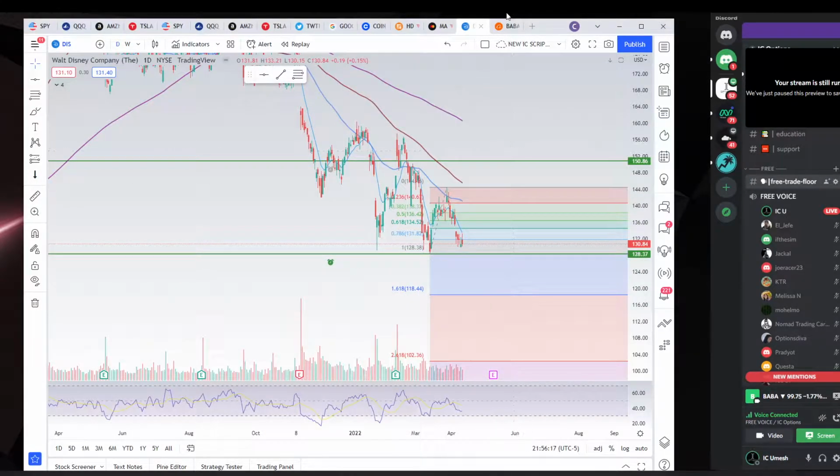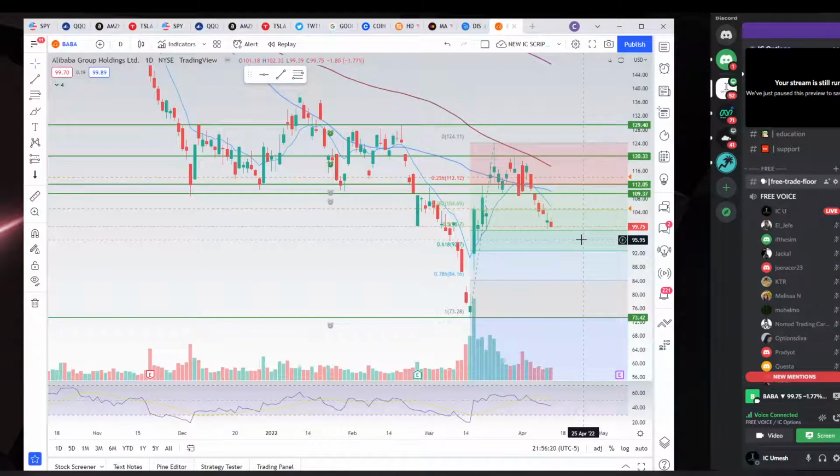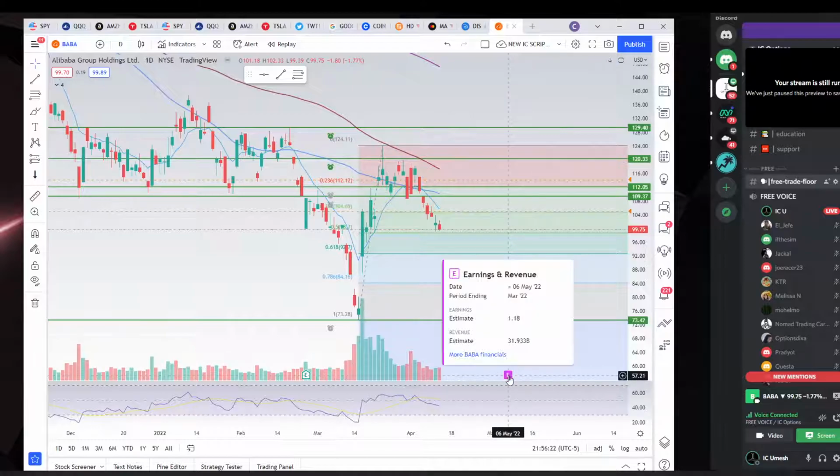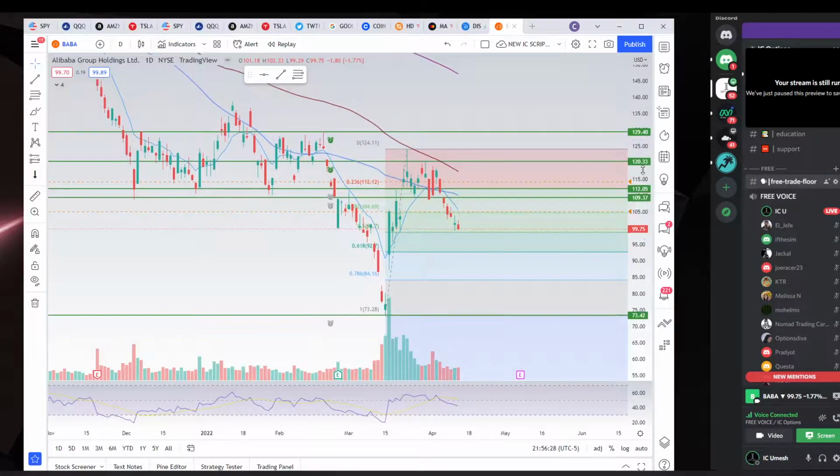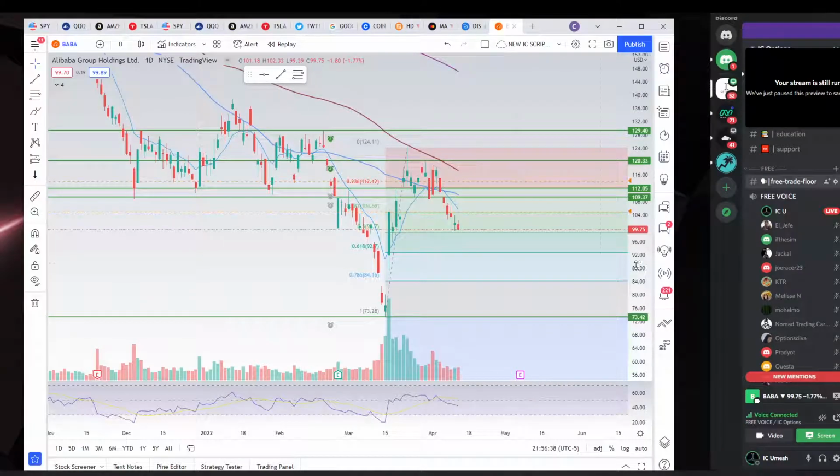This is the one I'm watching, and the other one is Baba. Baba has an ER coming up on May 6th. So I'm thinking right now it's down. I would have figured it would be a lot more down, given the lockdown and everything, but it's not. It is holding on to this 98.7 support, the 50% retracement right here. So definitely keep your alerts on this one.